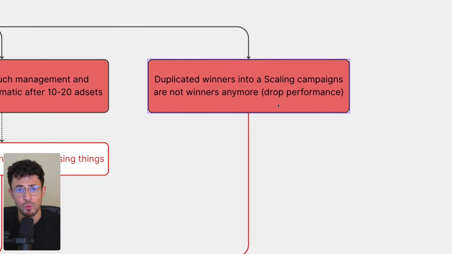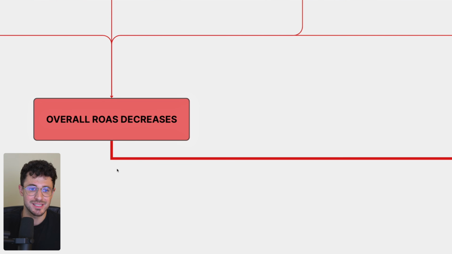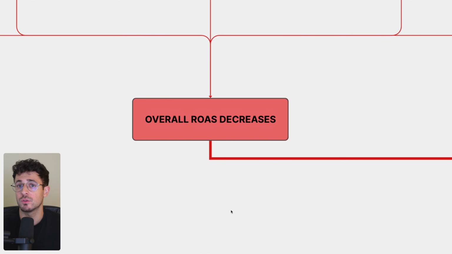And then, this is something that usually happens, it's common when you duplicate winners into a scaling campaign. Usually, all of a sudden, the winners are no winners anymore, so they drop in performance, and so all this basically creates an overall decrease in efficiency, in return on ad spend, because there might be some ads that go well, but there are other ads that don't go as well as they should, and so the overall return on ad spend is not maximized, it's not the highest possible.